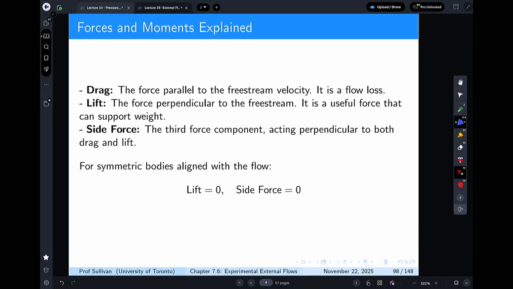So force parallel to a free stream is drag, and that's what we generally try to avoid. Force perpendicular to the free stream is useful and can support weight. That's why we fly planes. And then finally, side force acts perpendicular to both drag and lift. For symmetric bodies aligned with the flow, side force and lift are equal to 0. And so, for example, if you look at any NACA 00 series airfoil, and there are a whole bunch of them out there.